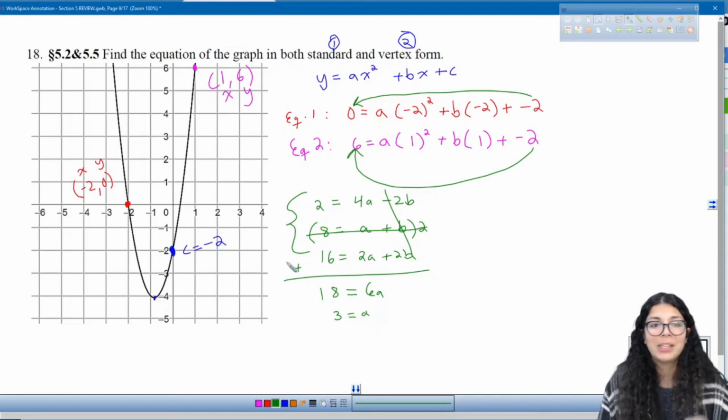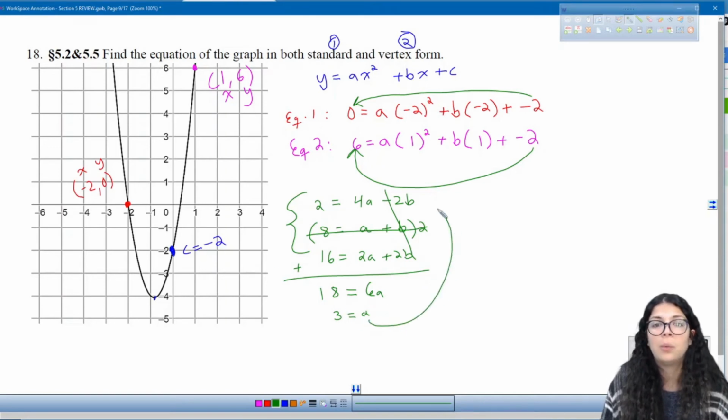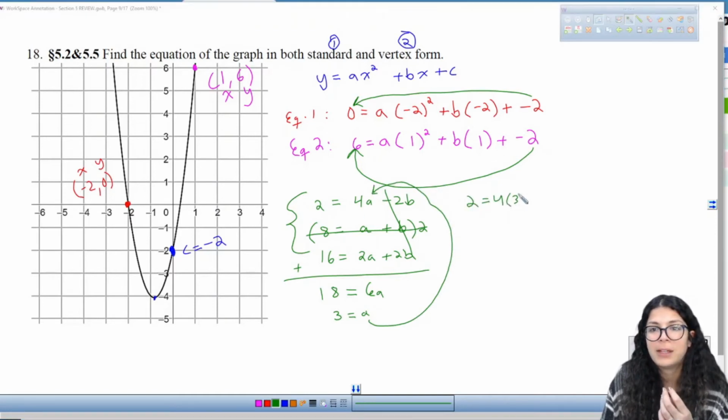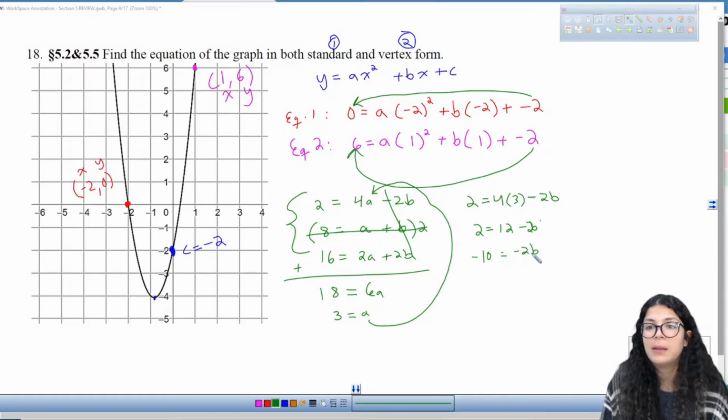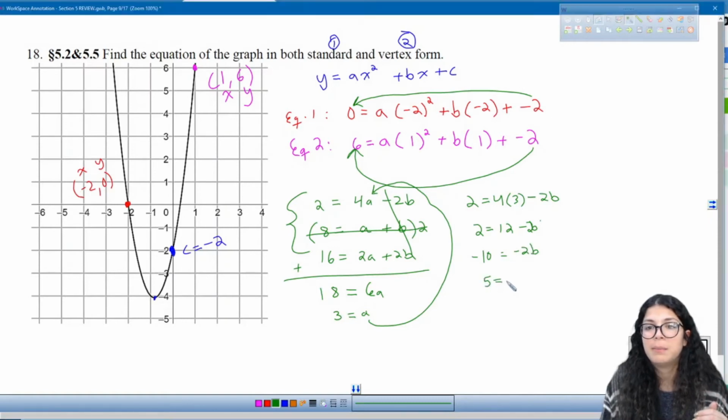So now we have our a value, we have our c value. All we have to do is take a, plug it in to one of the 2 equations to solve for b. I'm just going to pick the top one. So 2 equals 4 times the a value, 3, minus 2b, and I can solve for b. 4 times 3 is 12, so 2 equals 12 minus 2b. Then we can subtract 12 on both sides, so we get -10 equals -2b. Divide by -2 on both sides, b is 5.